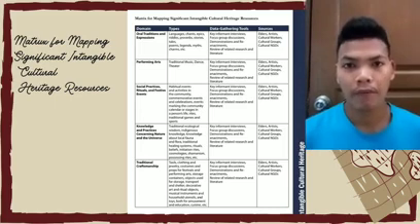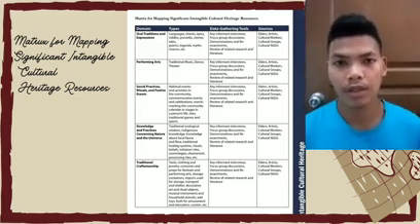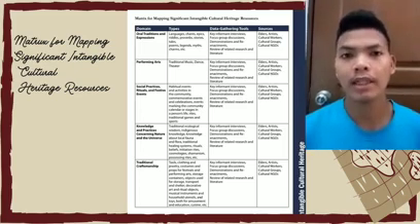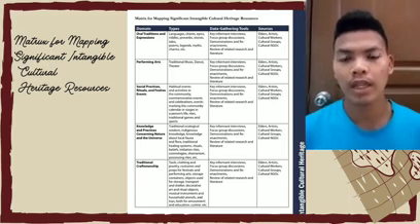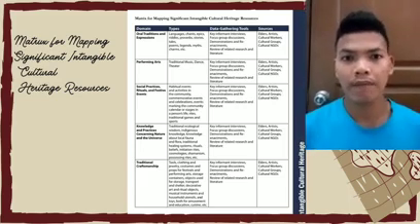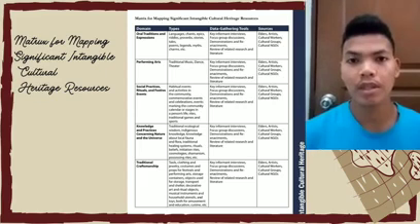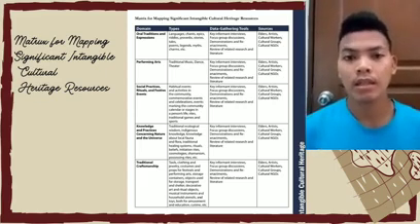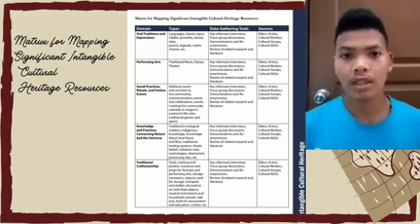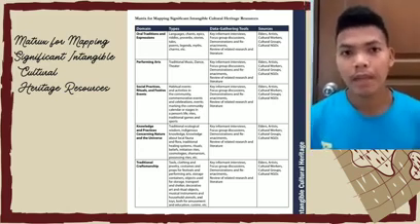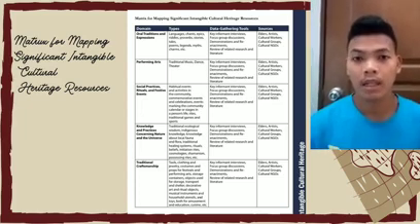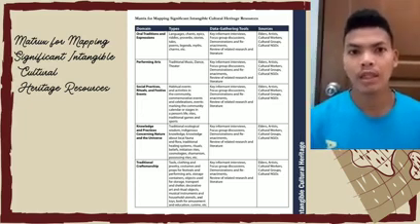Matrix for mapping significant intangible cultural heritage resources. Matrix mapping has four categories, and these are the domain, types, data gathering tools, and sources. In domain, we have oral traditions and expressions, performing arts, social practices, rituals and festive events, knowledge and practices concerning nature and the universe, and lastly, traditional craftsmanship. In types, this includes the different types of enactment depending on the domain. Examples are poems, chants, and so on.